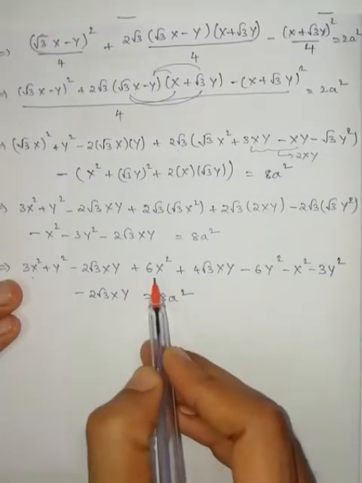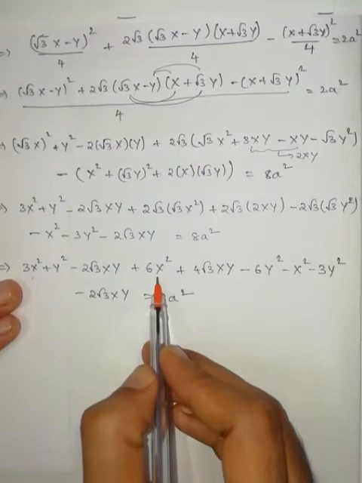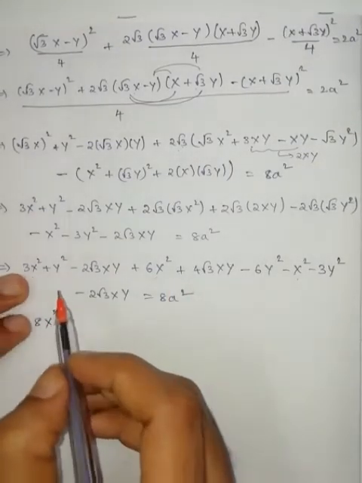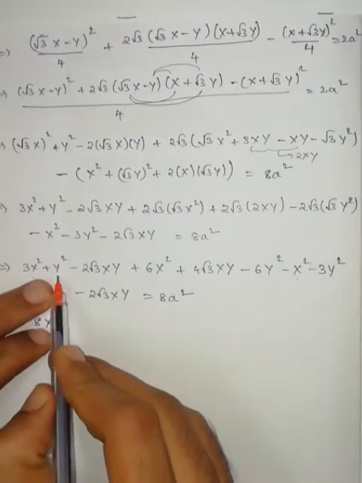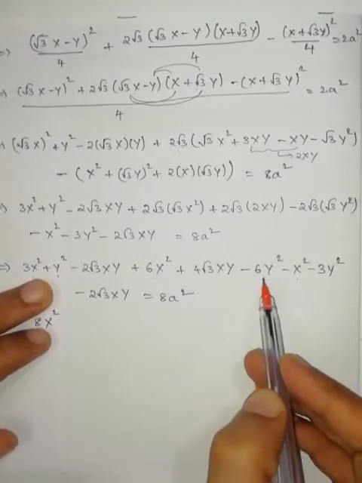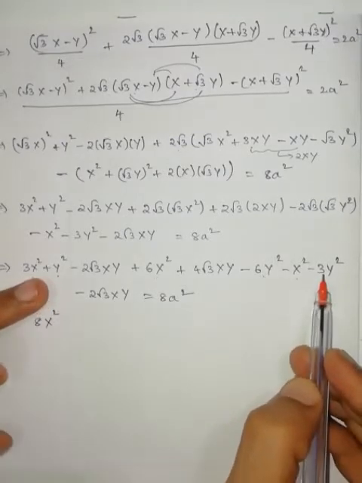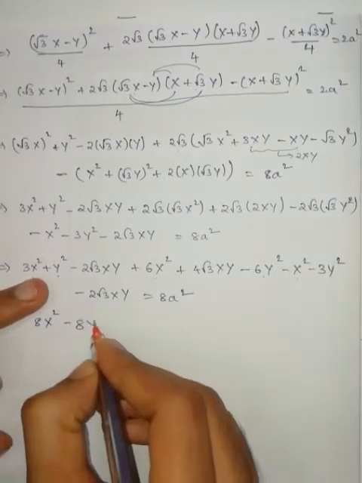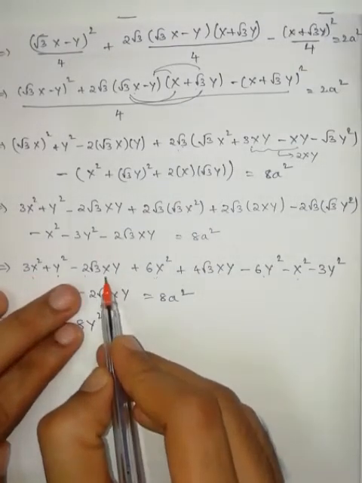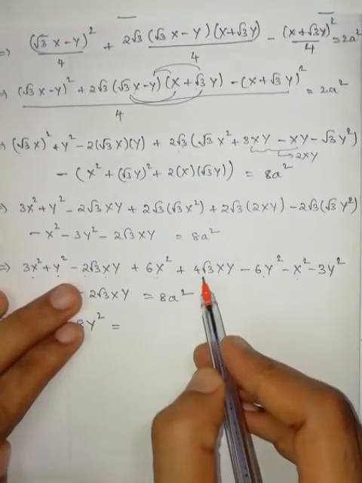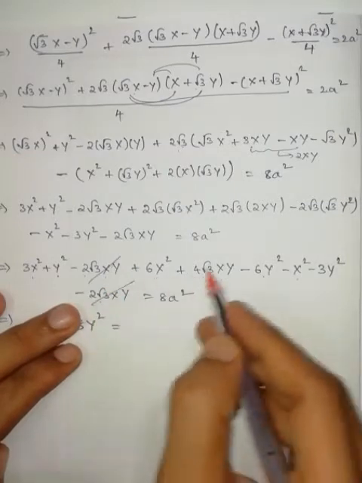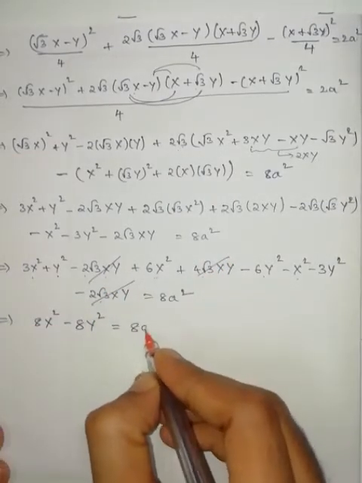3X square plus 6X square is 9X square. 9X square minus X square is 8X square. Now Y square terms: Y square minus 6Y square is minus 5Y square. Minus 5Y square minus 3Y square is minus 8Y square. Minus 2 root 3 XY plus 4 root 3 XY is 2 root 3 XY. 2 root 3 XY minus 2 root 3 XY becomes 0, is equal to 8a square.